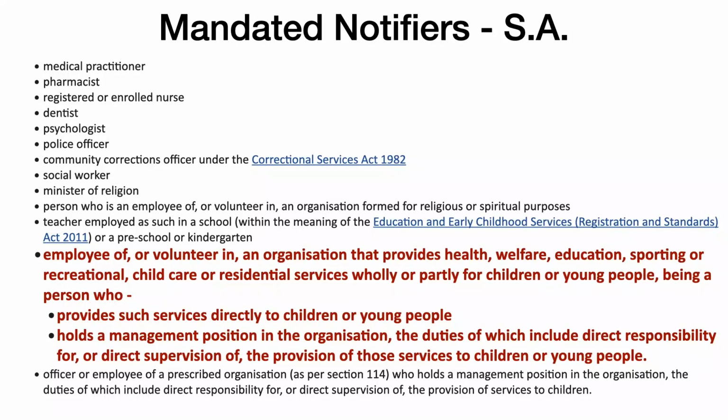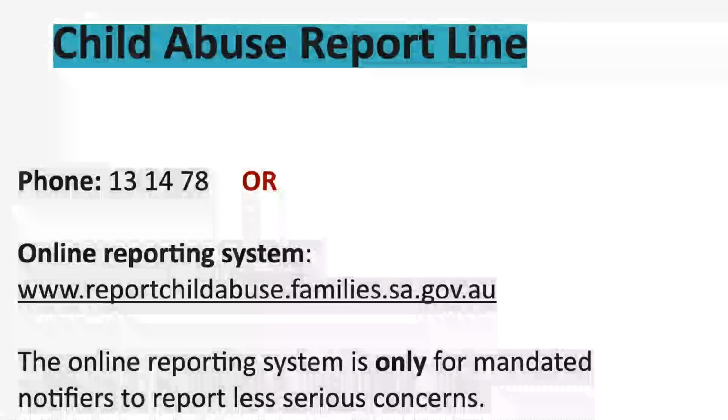And then they also have an employee of or volunteer in an organisation that provides health, welfare, education, sporting or recreational, childcare or residential services for children or young people. Under that list, boarding supervisors will be mandated to report child abuse, and that can be done in South Australia by reporting to families.sa.gov.au. The online reporting system is only for mandated notifiers, and you won't be able to report if you aren't.